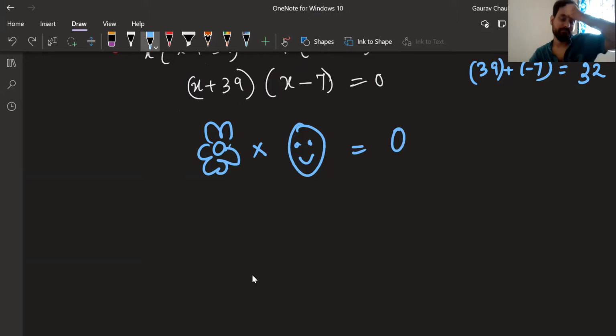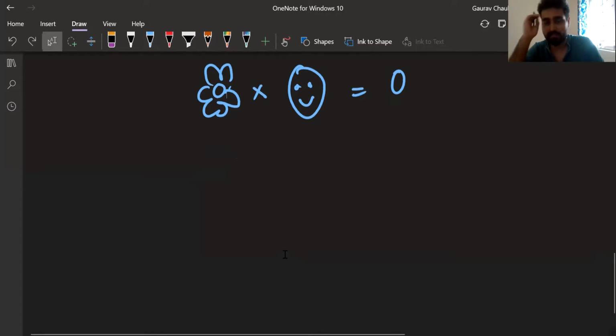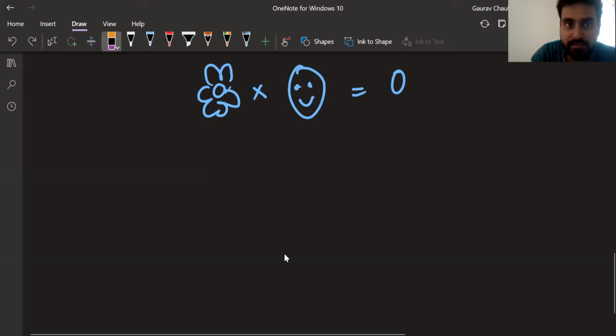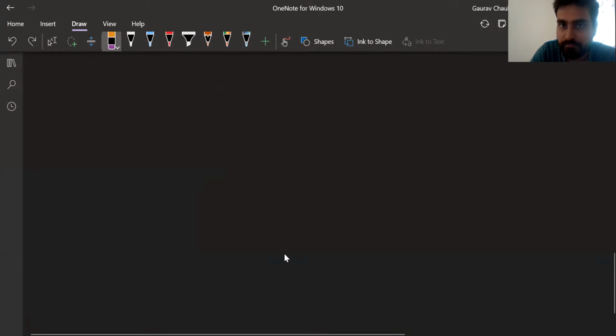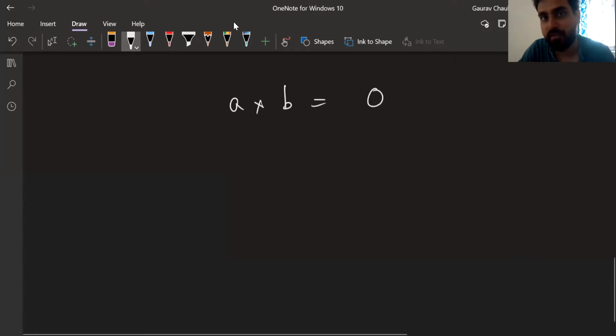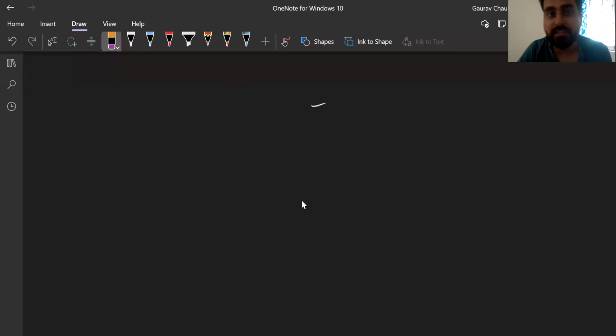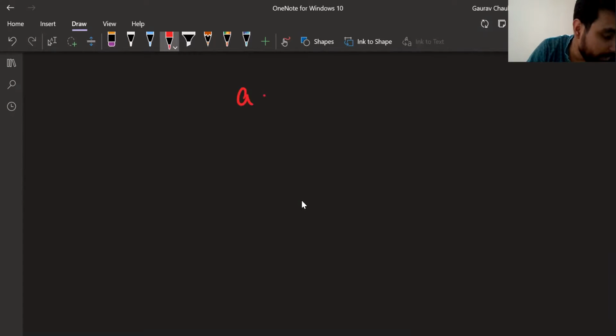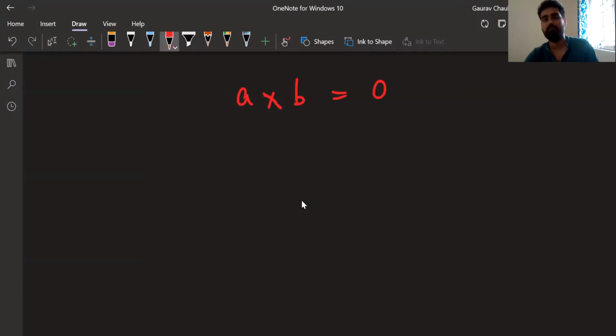Now my question to people is, just think about this. Leave this flower and box. Let's think about this as a into b equal to 0. When a into b will be 0, can someone tell me? Forget everything we've done so far, don't worry about all of that. I just want you to tell me when a into b will be equal to 0, when will this become true? Can you say something about a, b? When you see a into b equal to 0, is there any thought that comes to your mind?